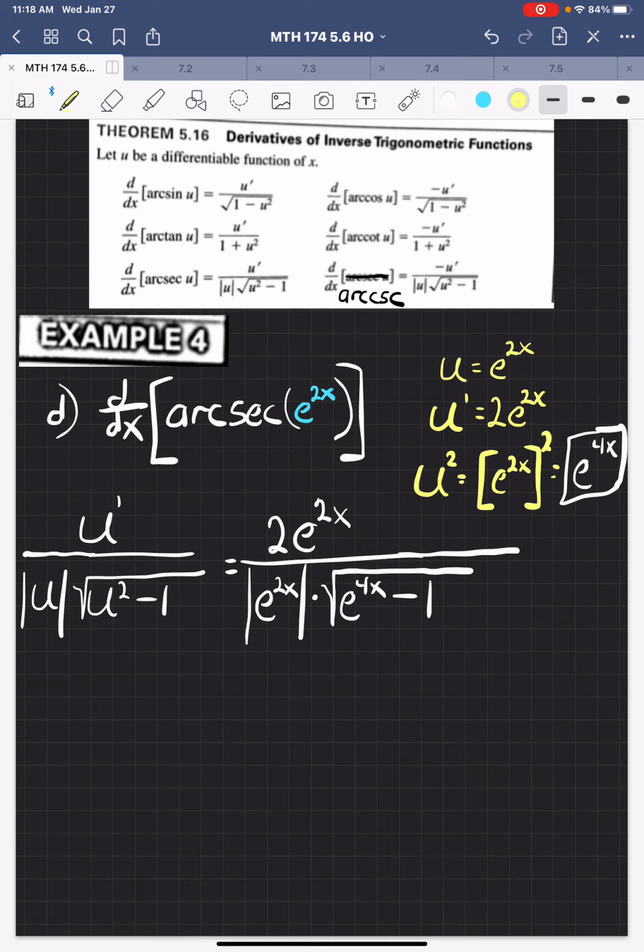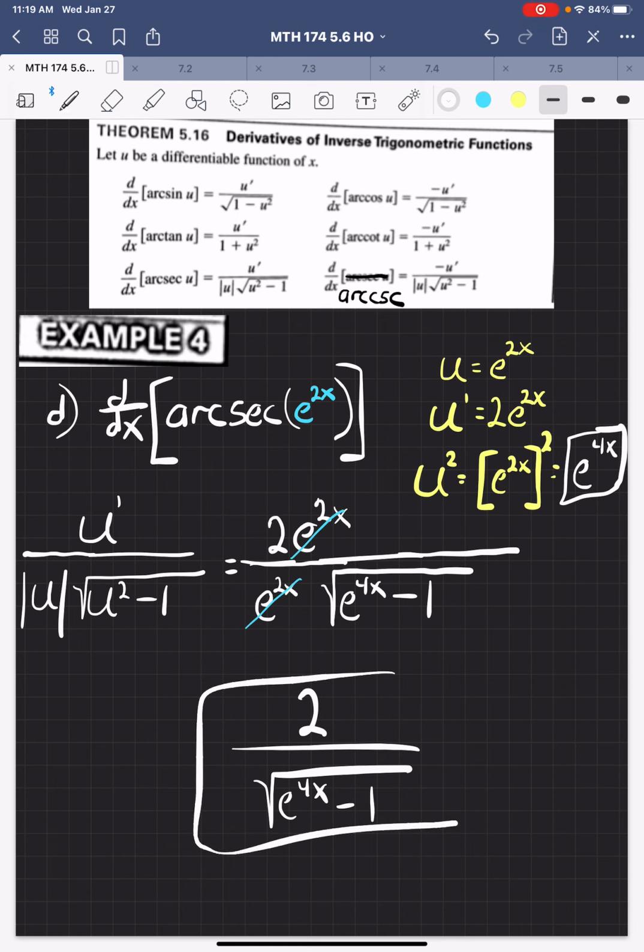And what you're going to see is, if I just erase these absolute value symbols, and then hopefully you see that last little thing that we can do to simplify: if you have e to the 2x here and you have e to the 2x here, they're going to just cancel out, and what you're left with is 2 over the square root of e to the 4x minus 1. And there you have it. That's your derivative.